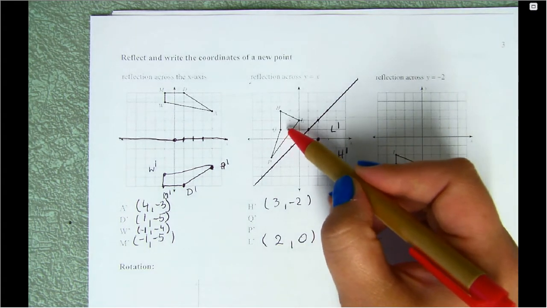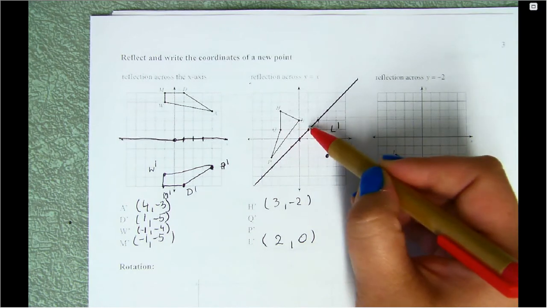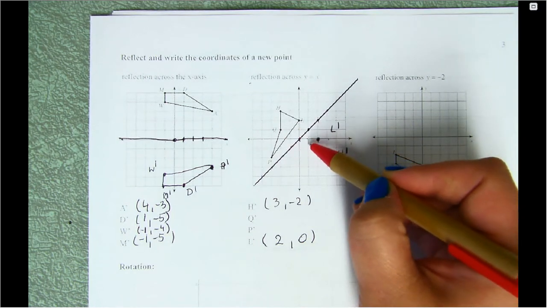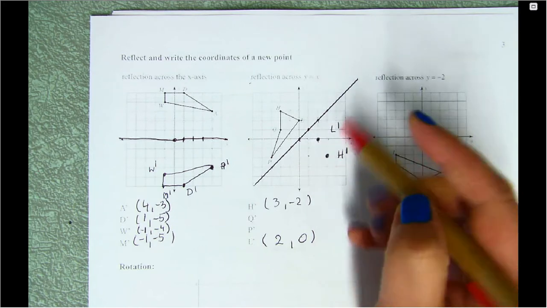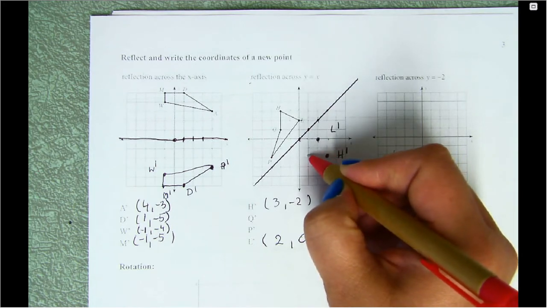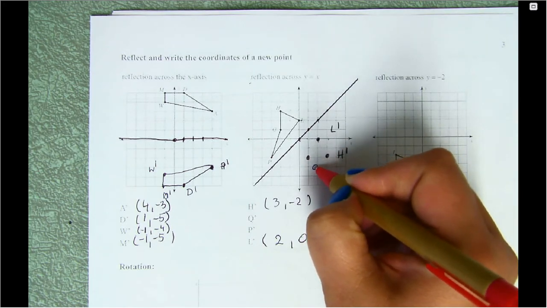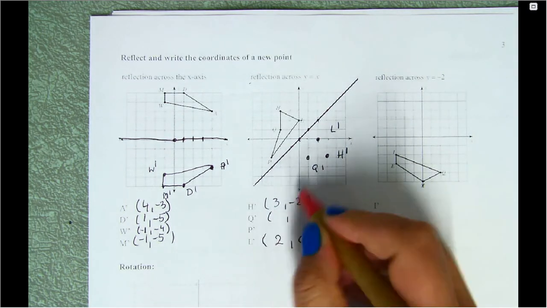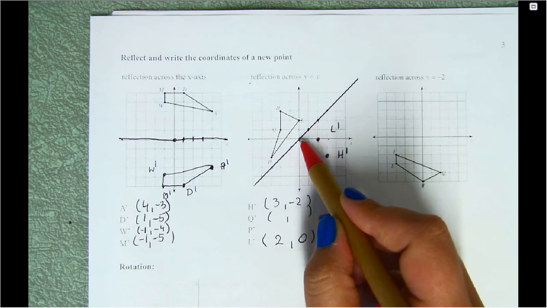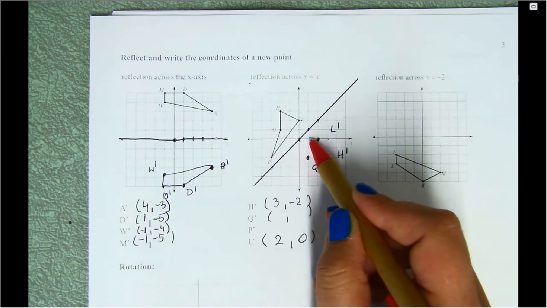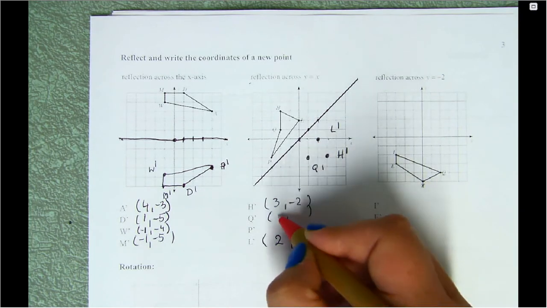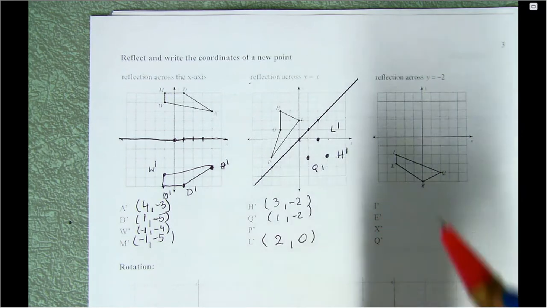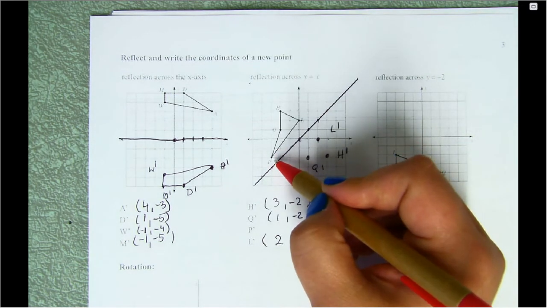Okay, Q. 1, 2, 3. 1, 2, 3. This is my Q prime. And Q prime in coordinates will be 1 for x and negative 2 for y. All right, now P. P is the last one.